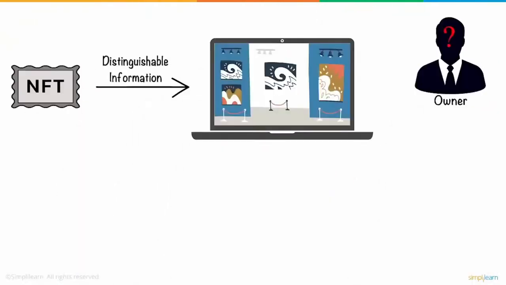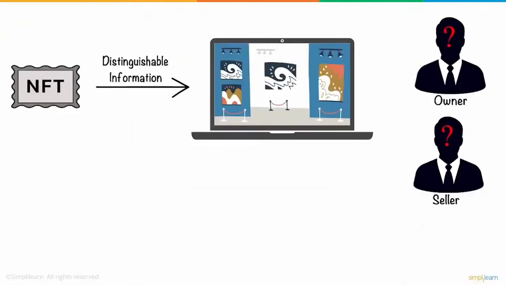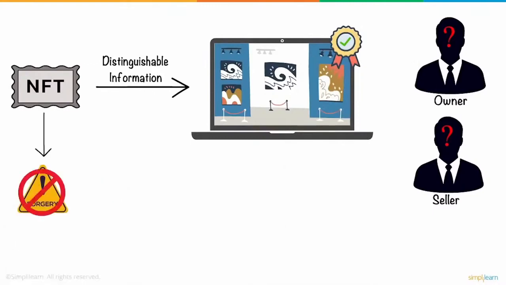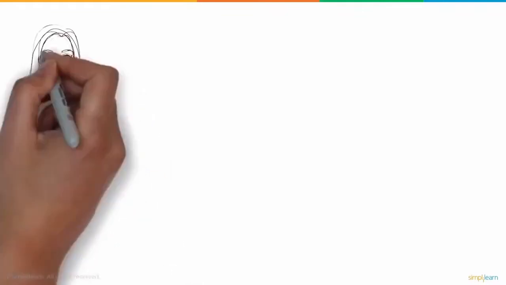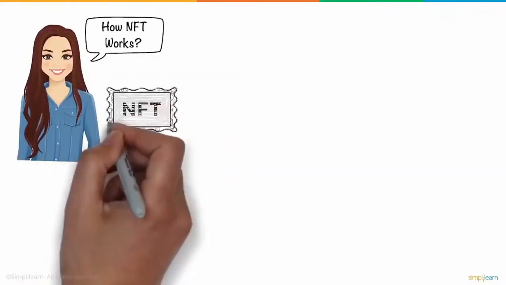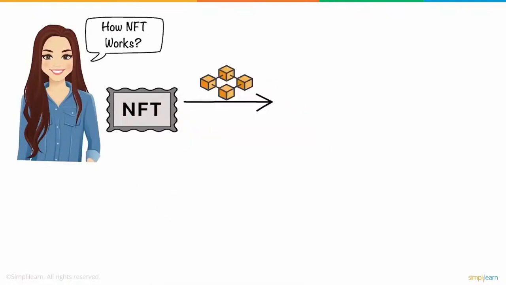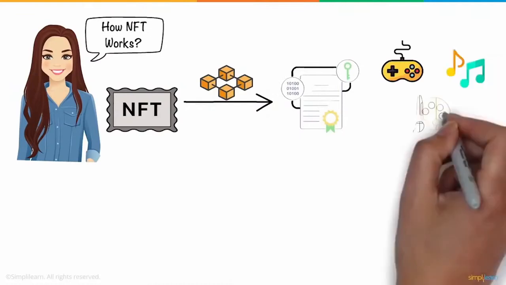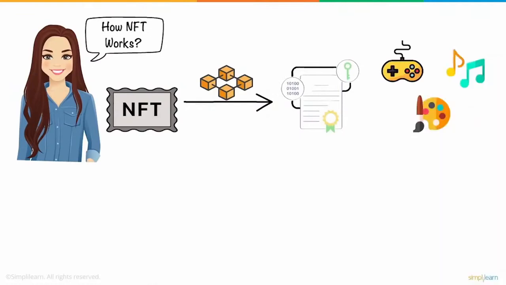Each NFT contains distinguishable information like who owns the digital asset and who sold it, making them distinct and easily verifiable. As it is impossible to forge such a certificate, it will secure her painting's originality. After learning what NFT is, Susan was curious to know how exactly NFT works. NFT basically creates a blockchain-based digital certificate for your digital collectibles, including games, music, art, and many more. This certificate gives your artwork a unique identity.